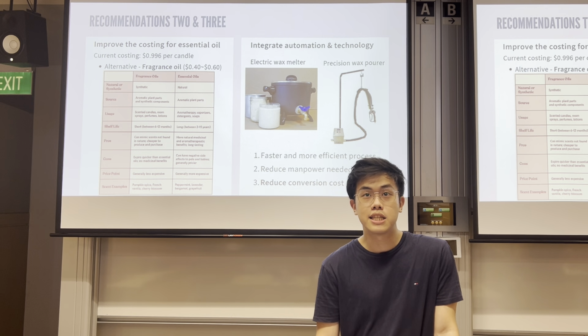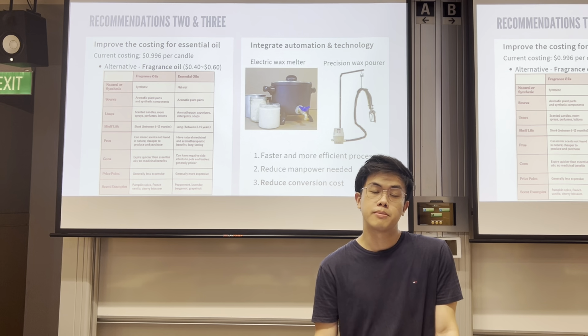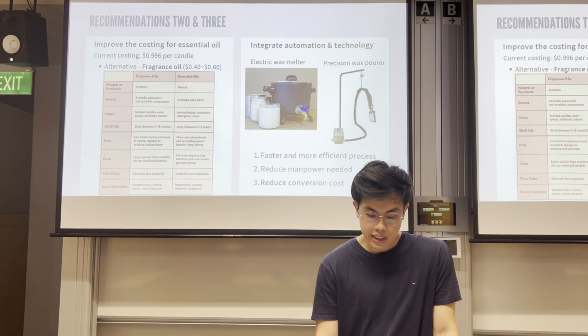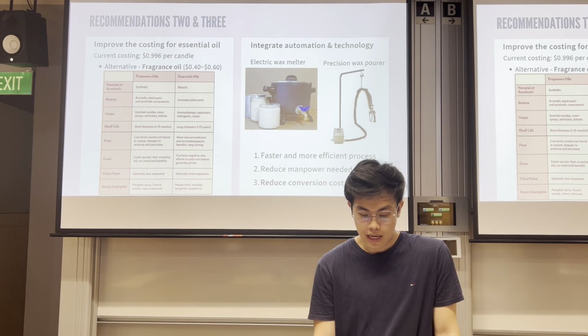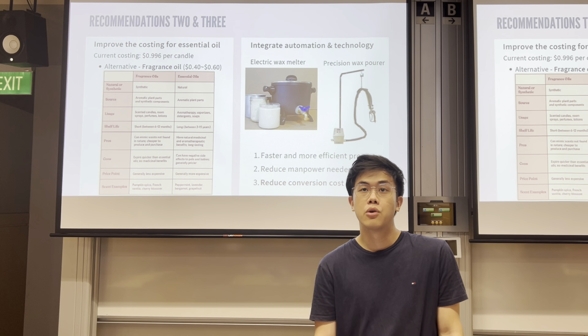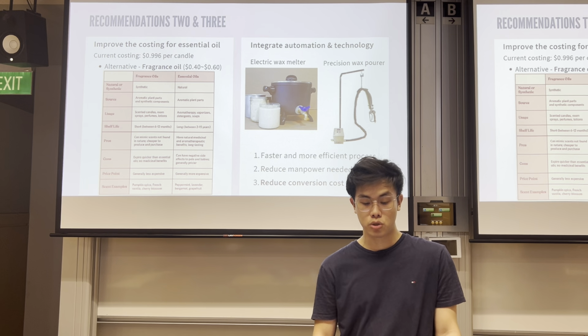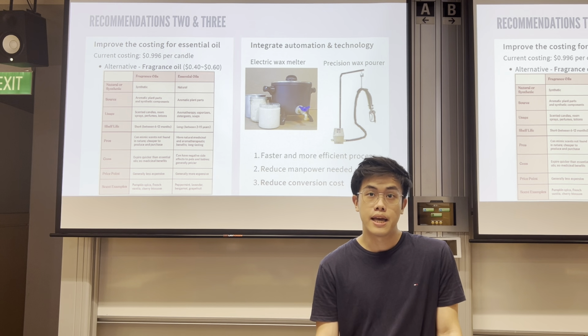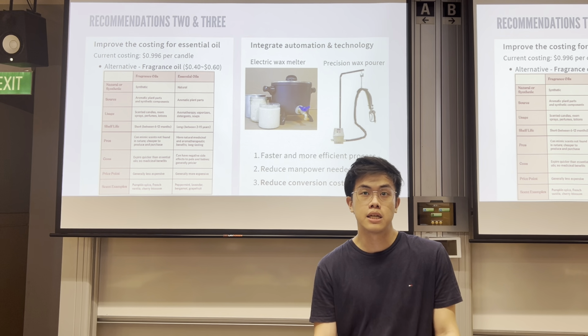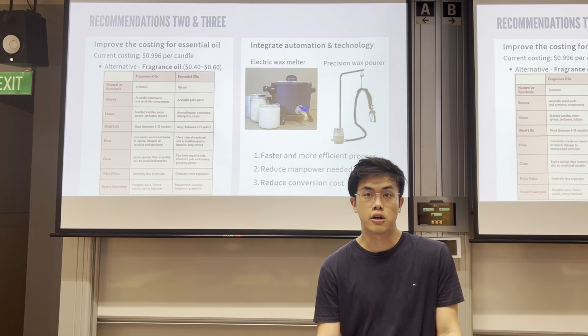For our third recommendation, we are suggesting to integrate automation and technology. So you can see here there's an electric wax melter and there's a precision wax pourer. With these two technologies, Heavenscent staff are better able to work faster and more efficiently, and also reduce the manpower needed, overall reducing the conversion cost.